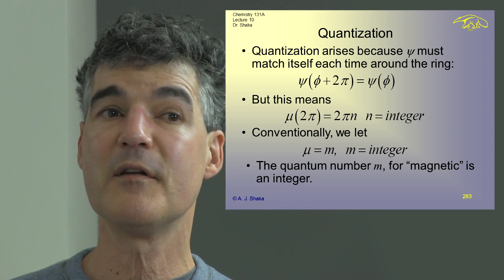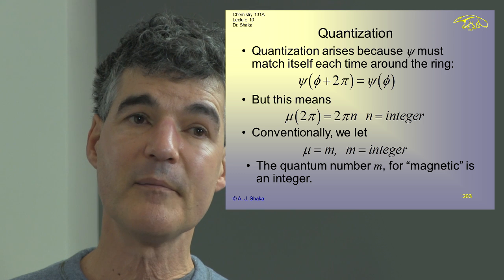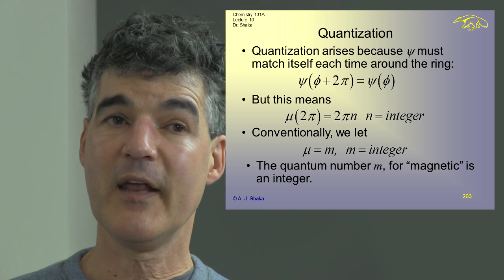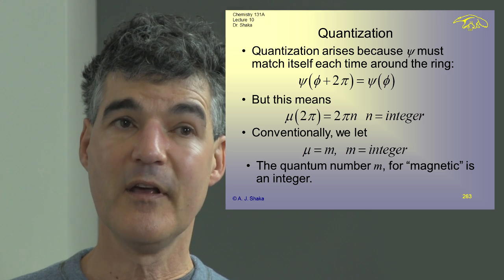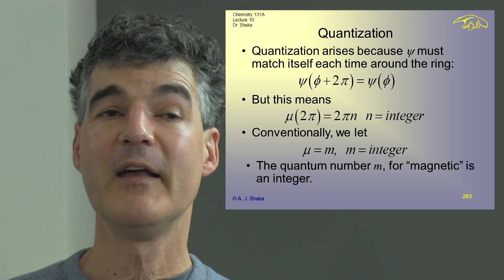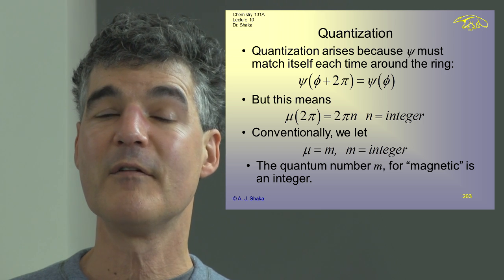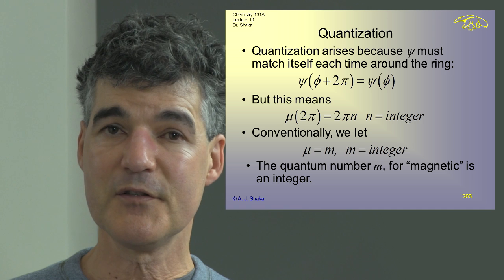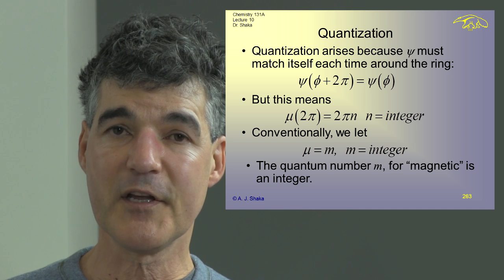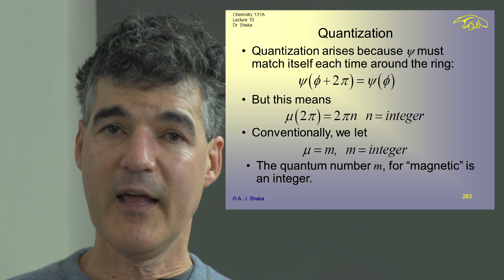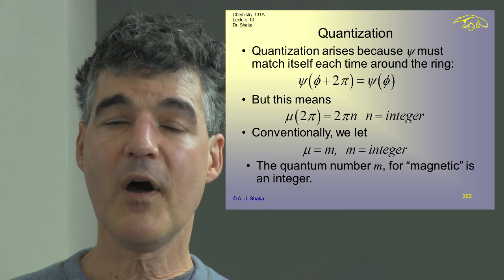And that means that mu times 2 pi is equal to 2 pi n, so that n is an integer. So if we add 2 pi to the angle, it has to be 2 pi times an integer. And conventionally, rather than using n, because n gets used for other things to do with energy, we use m, where m is an integer, and m is called the magnetic quantum number.